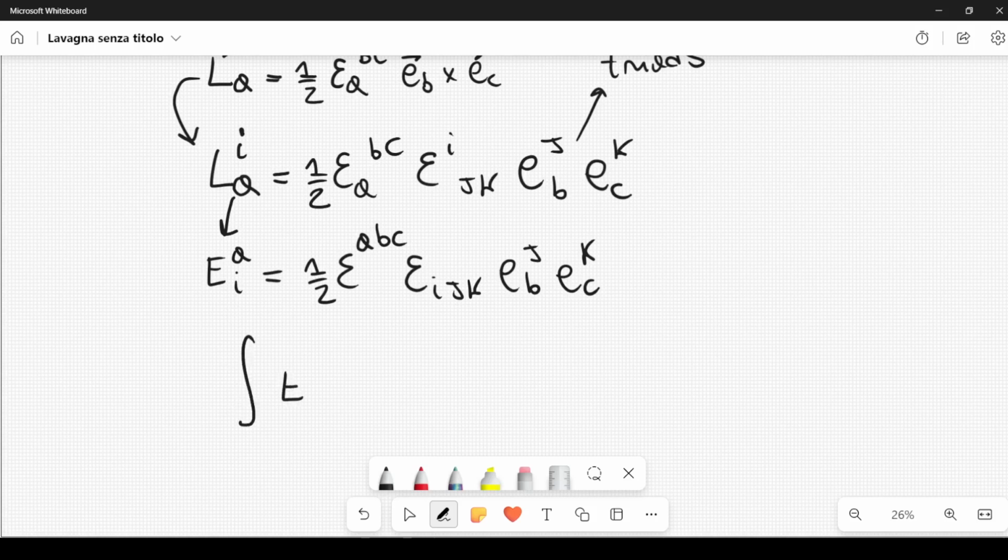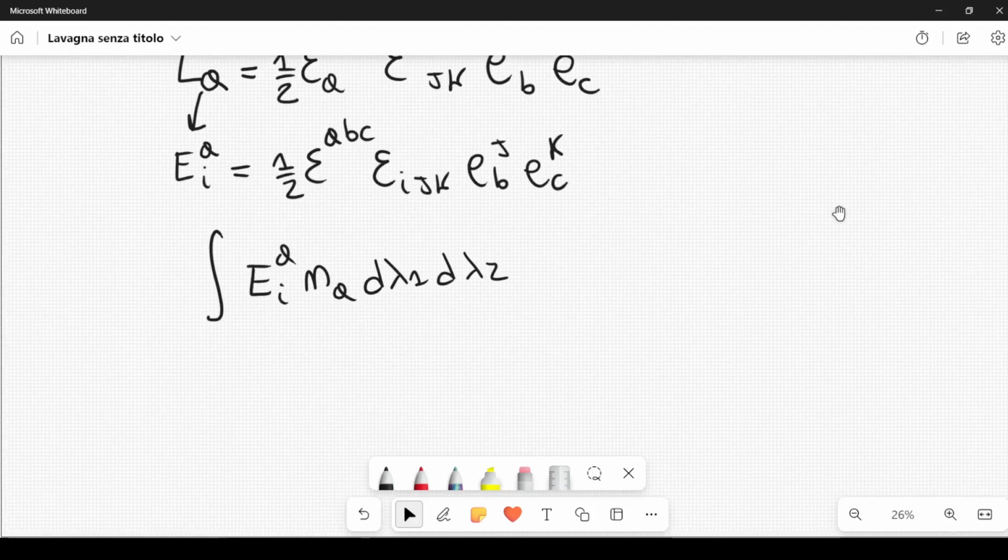So we have an integral of E^{A}_{i} n_A, where n_A are the components of the normal to the surface, and then I need to integrate over two parameters, lambda 1 and lambda 2, which describe the surface. The surface is parameterized by two variables because it is two-dimensional, so we are reasoning with two-dimensional surfaces. Now we can simply define this to be E_i, which is just E^{A}_{i} n_A.